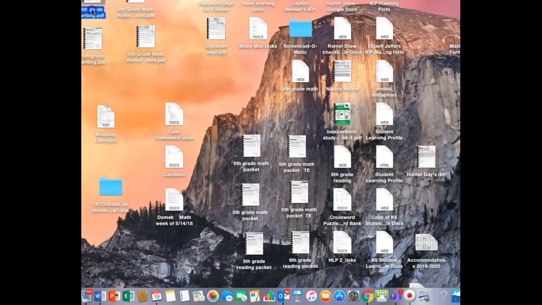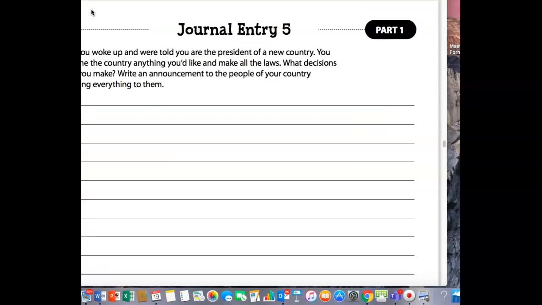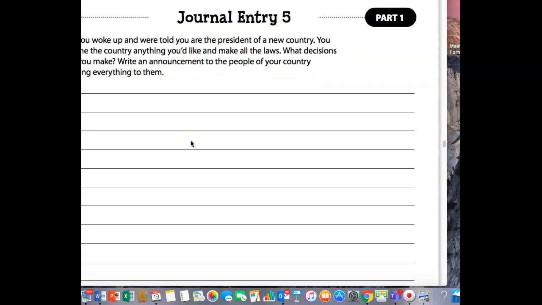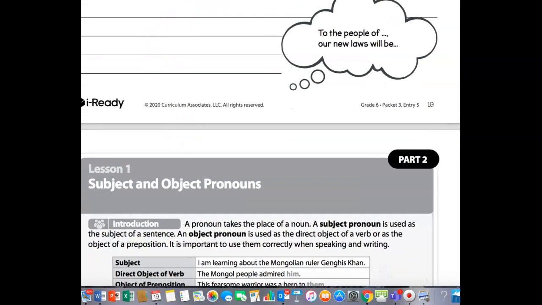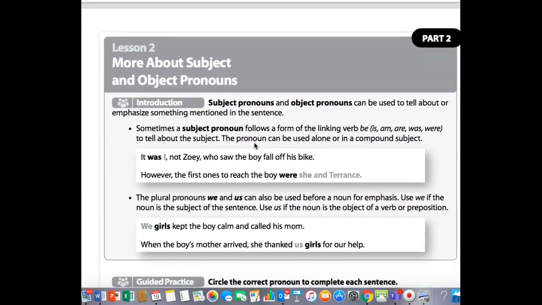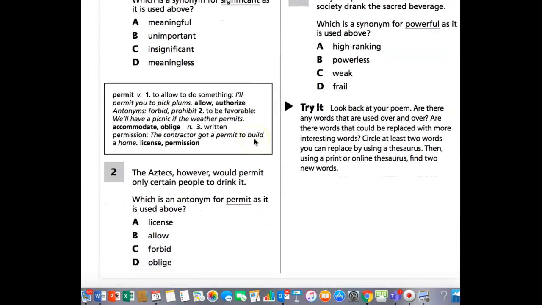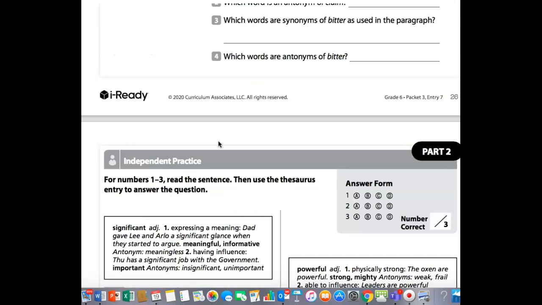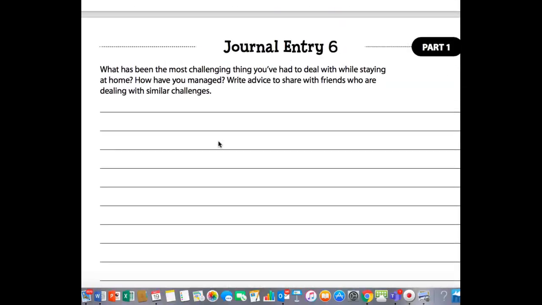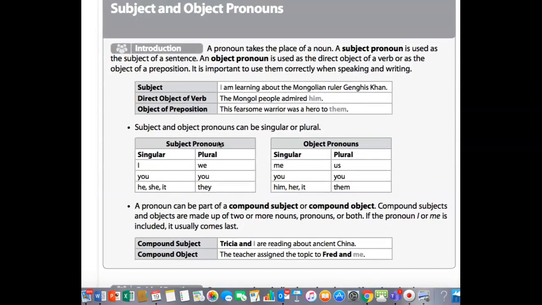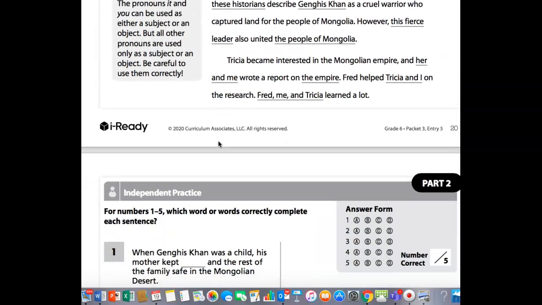So let's take a look at writing. Writing is pages 20, 21. So I believe it's after journal entry 5. Oops. Oh, journal entry 8. We went too far. Oh dear. Okay, so 20 and 21.